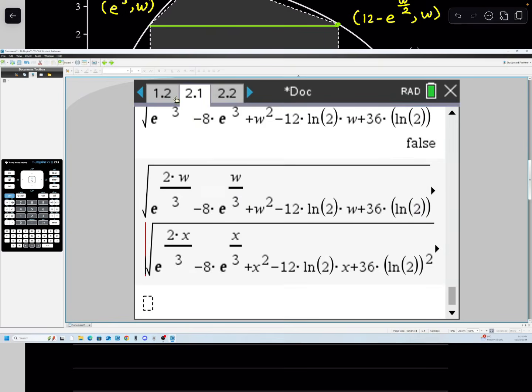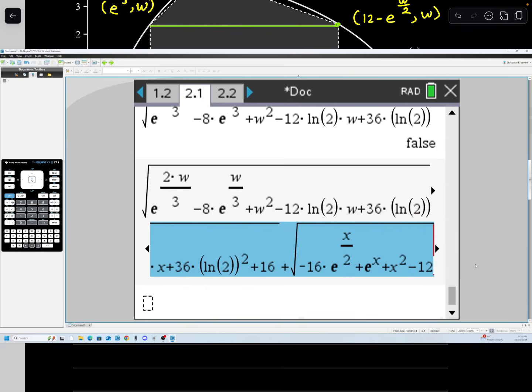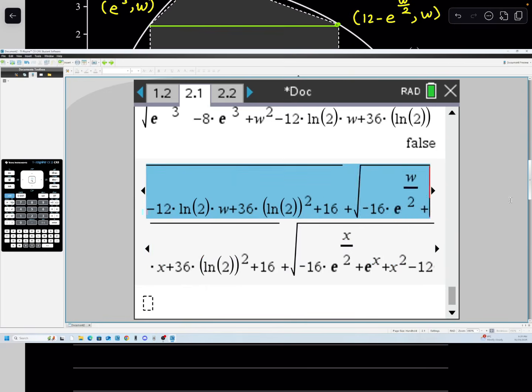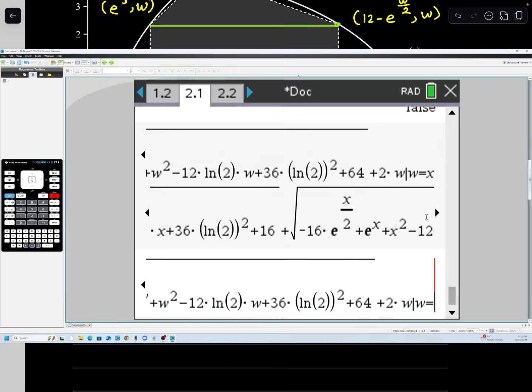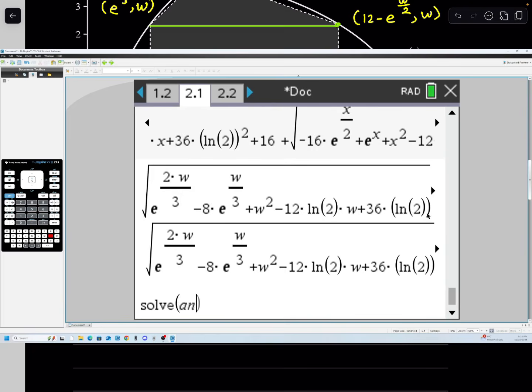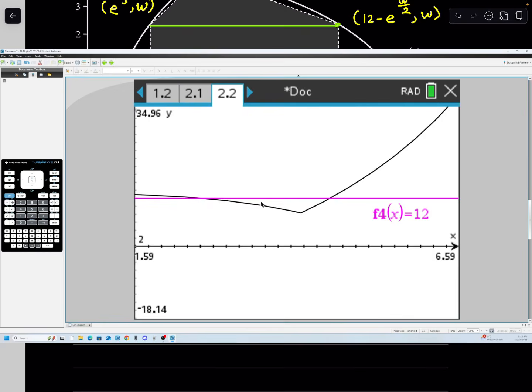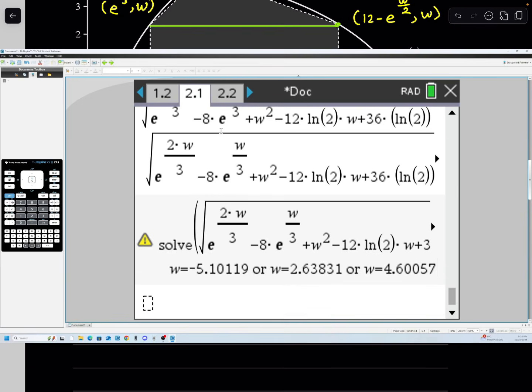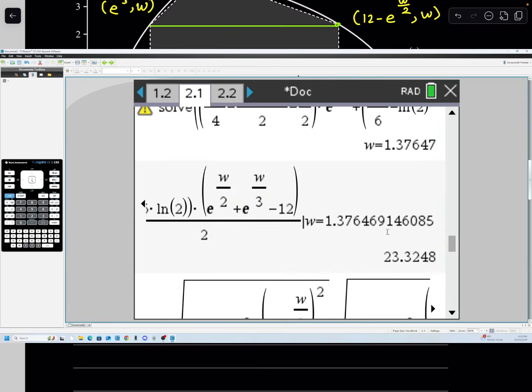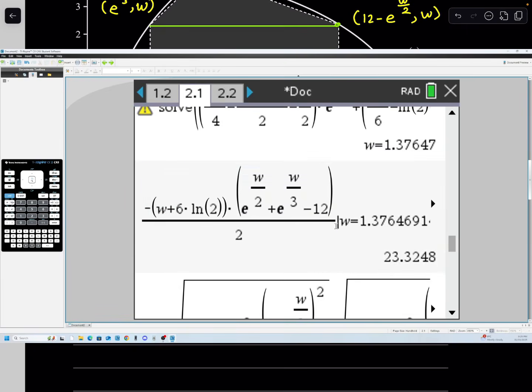Let's find those widths first. Let's take the original equation, let it equal 12, and solve for w. This gives me the widths, and we only care about the two positive ones. We're going to check which one would likely give us the largest area, which is easy because we have the area formula. Let's just sub them in there.